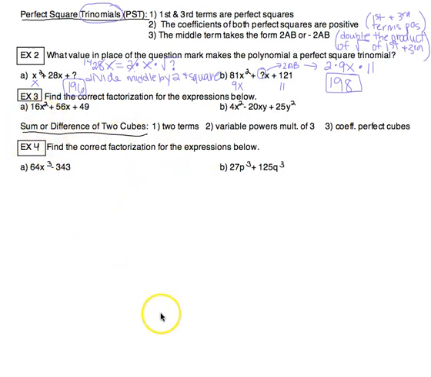Now we're actually finding the correct factorization for a perfect square trinomial. So when I look at this one, if it meets the qualifications, we'll see how these look when they're factored. So first and third terms, both perfect squares. 16x squared, yes. 49, yes. Again, if you're not sure, check in the calculator.